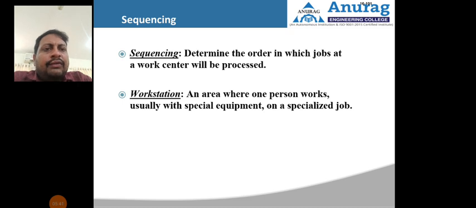A workstation is an area where one person works, usually with special equipment, on a specialized job. That is what we call a workstation. So sequencing means determining the order in which jobs at a work center will be processed.